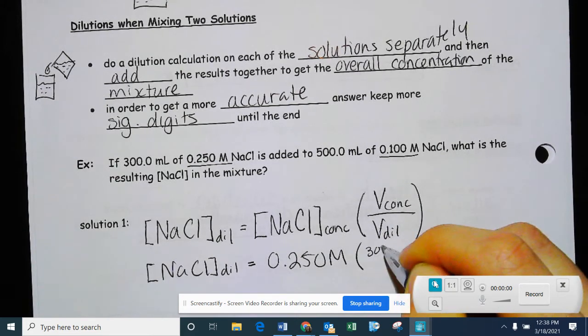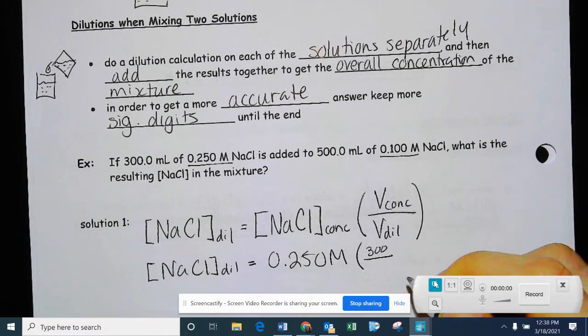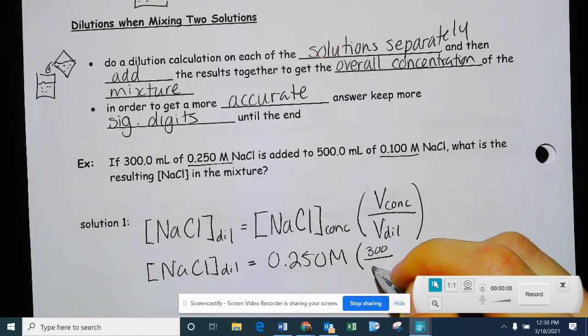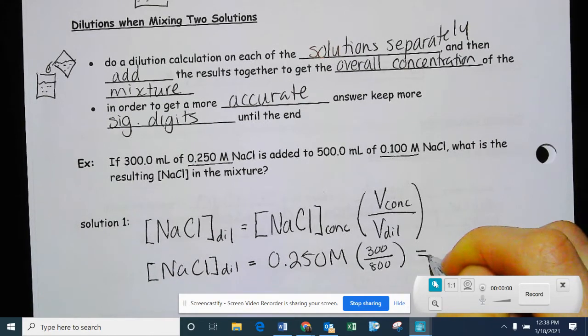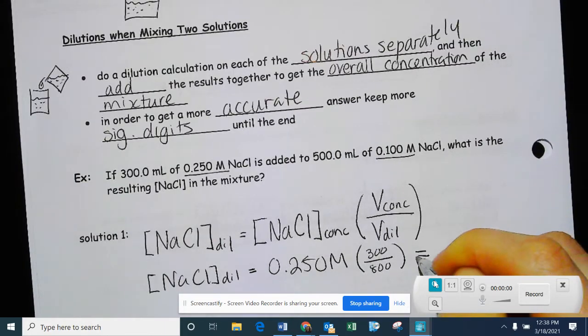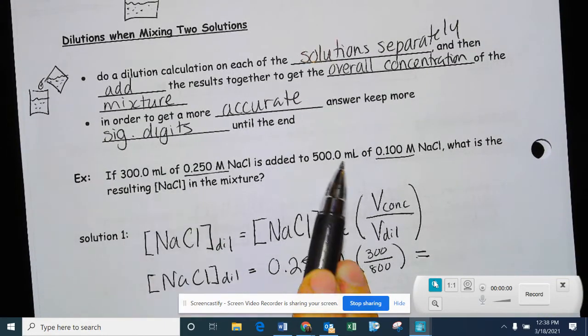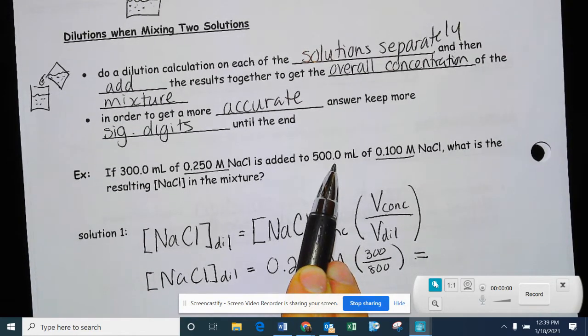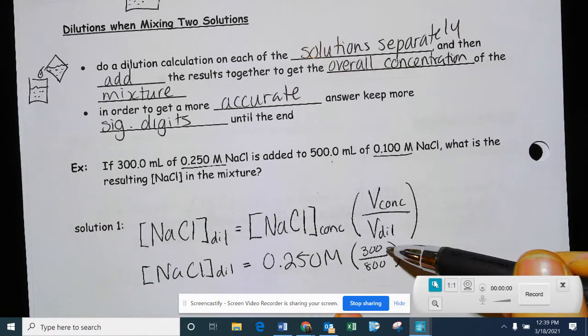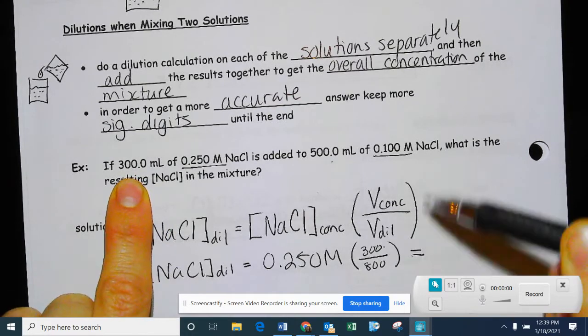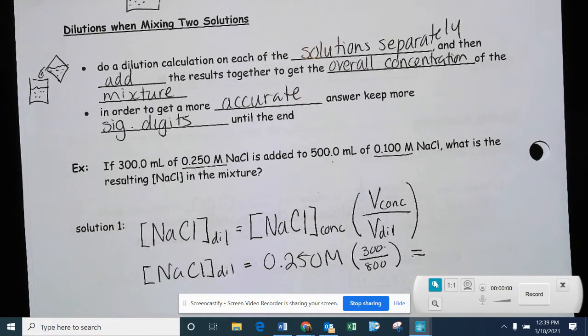Cool, 300. And then what's the final diluted? 800. Yes, good. 300 plus 500. Because what we're doing is we're mixing both of those. We're dumping one into the other. So we're starting off with 300 milliliters of this one, but then once we mix the two, we have 800 in total.